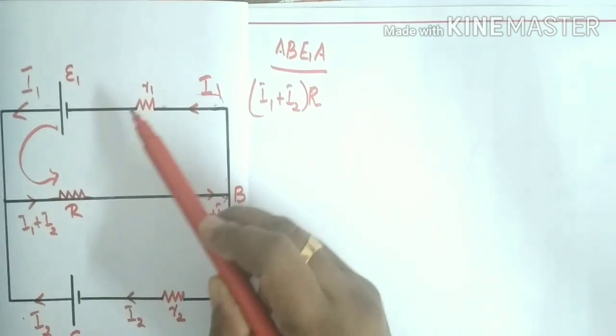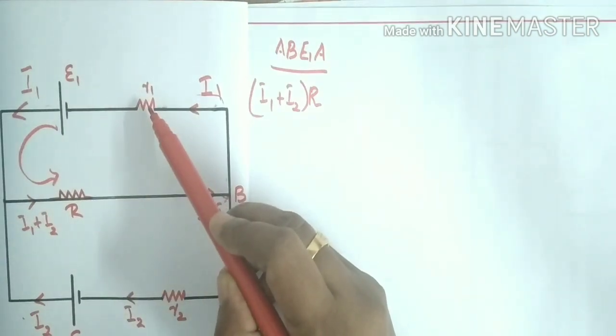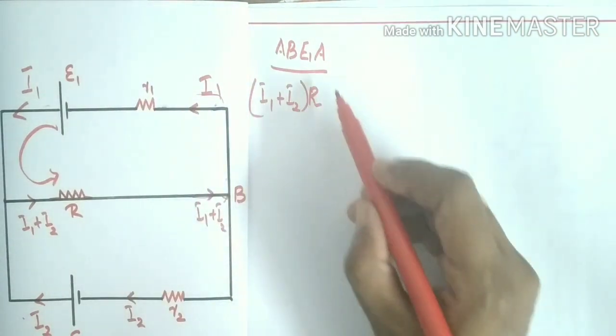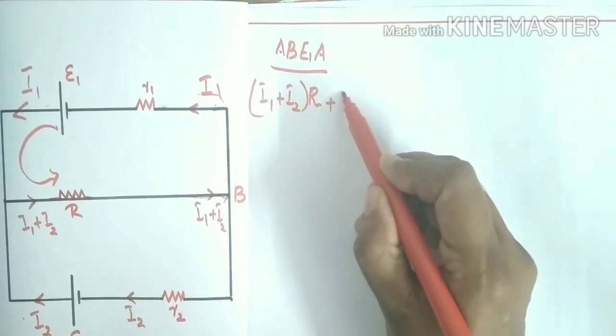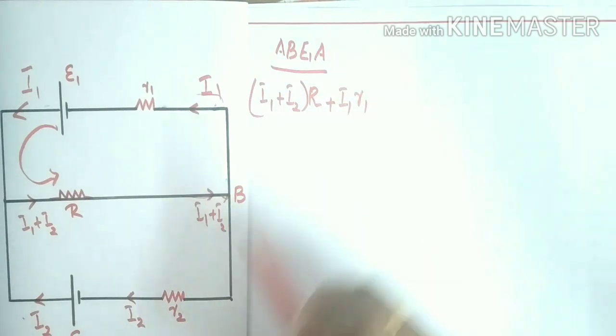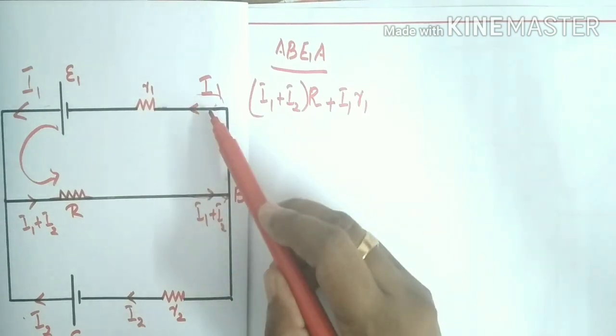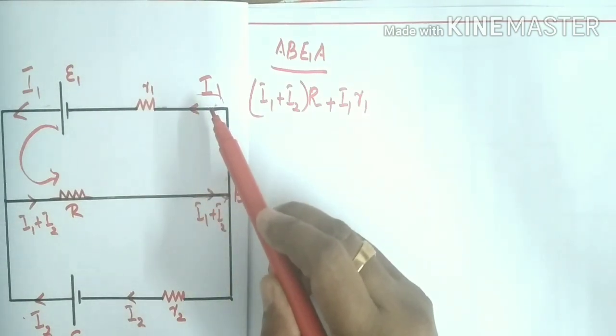Here I1 is the current flowing through the resistance R1. So what is the potential difference across R1? We can write plus I1 R1. So the potential difference across R1 is I1 R1.